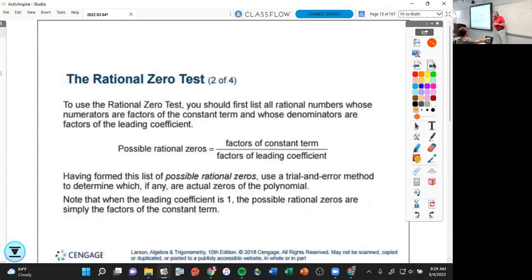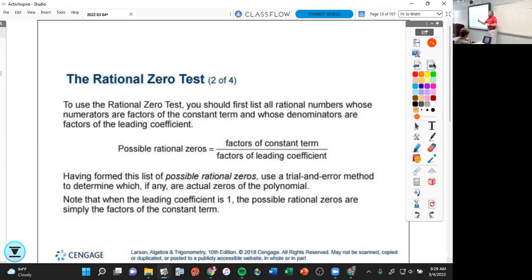So to find the rational zeros, the numerator is going to be all possible factors of P, and the denominator is going to be all possible factors of Q. Now, when your leading coefficient is 1, life is easy because you're taking all the possible factors of P, which is your constant, divided by 1. Well, that's just going to be the factors of P, correct?